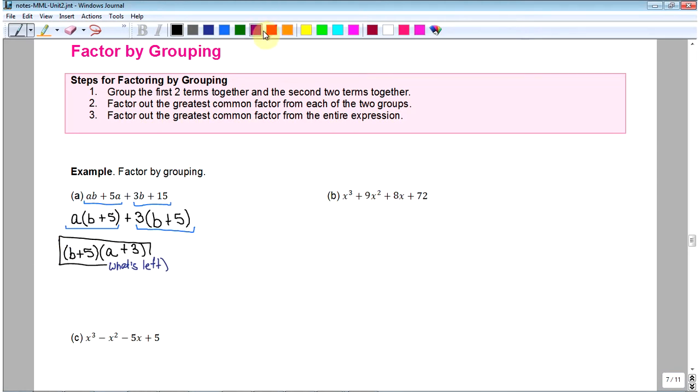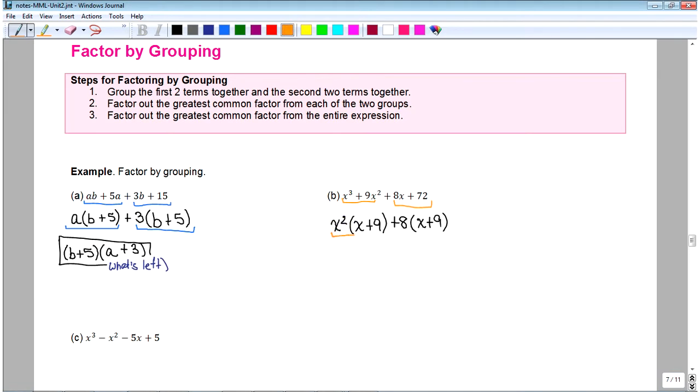In part B, again, we want to factor by grouping. We'll know that we're going to be using factoring by grouping if you have 4 terms. Okay, I'm going to group my first 2 terms together and my last 2 terms together. In my first 2 terms, I can factor out an x squared. So from x cubed, I have an x left. From 9x squared, I have a 9. In my next 2 terms, I can factor an 8 out, and what I have left would be an x, and then 8 can go into 72 9 times, so I have an x plus 9 left as well.